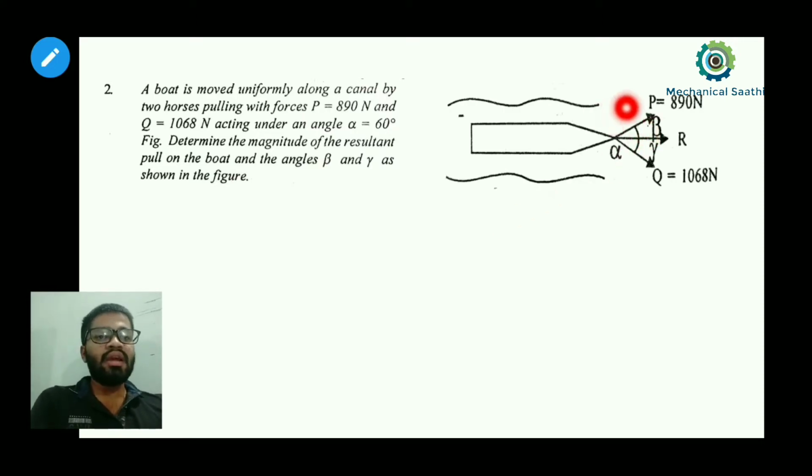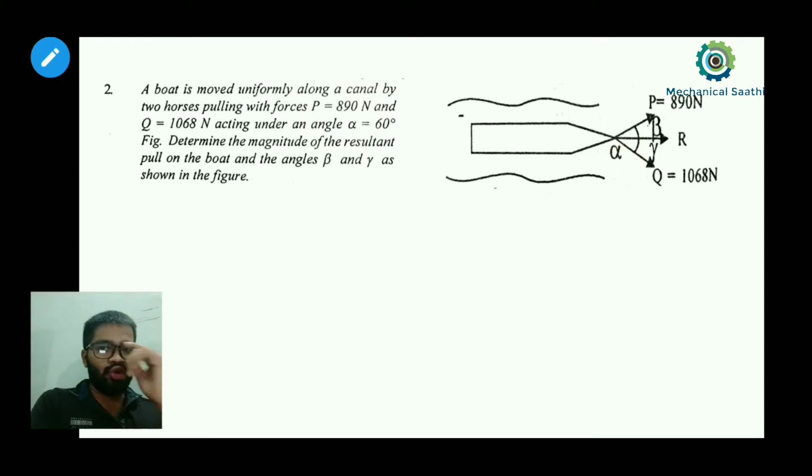Two horses are there, one horse and another horse, and they pull with an angle. This angle is alpha, which is 60 degrees. For this we need to find the resultant and these two angles. Alpha is given to us, and we need to find the values of beta and gamma. So let us try to solve.